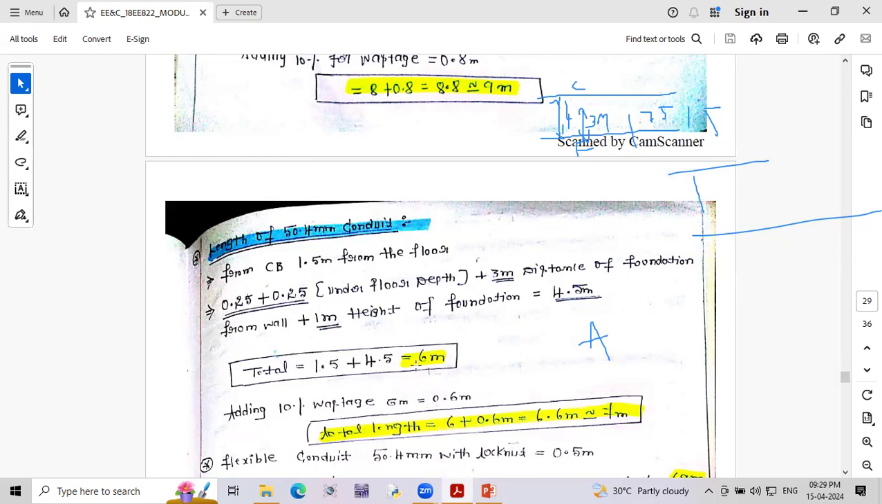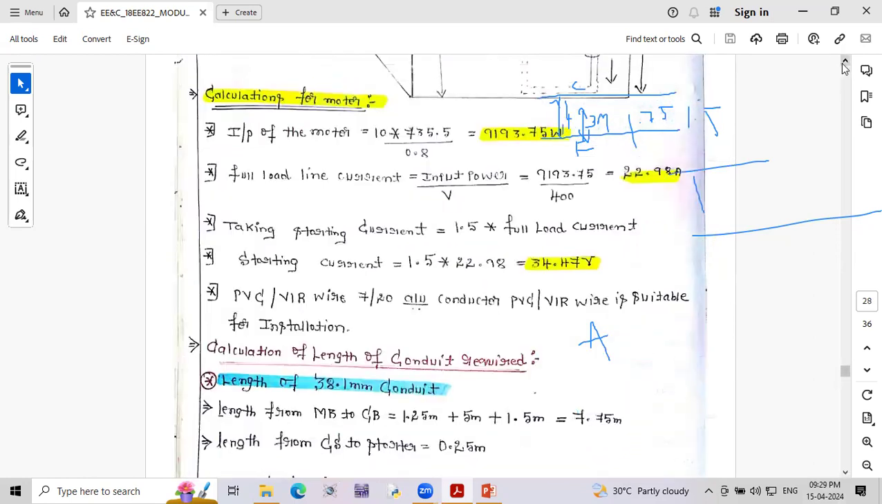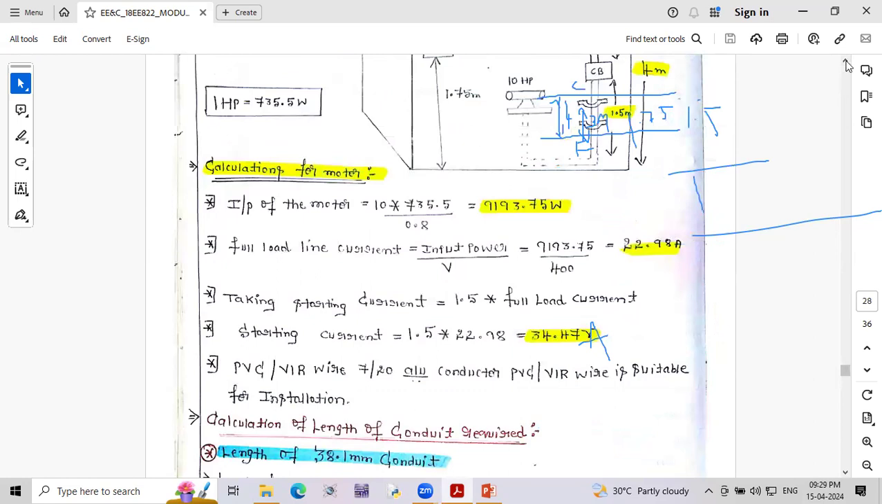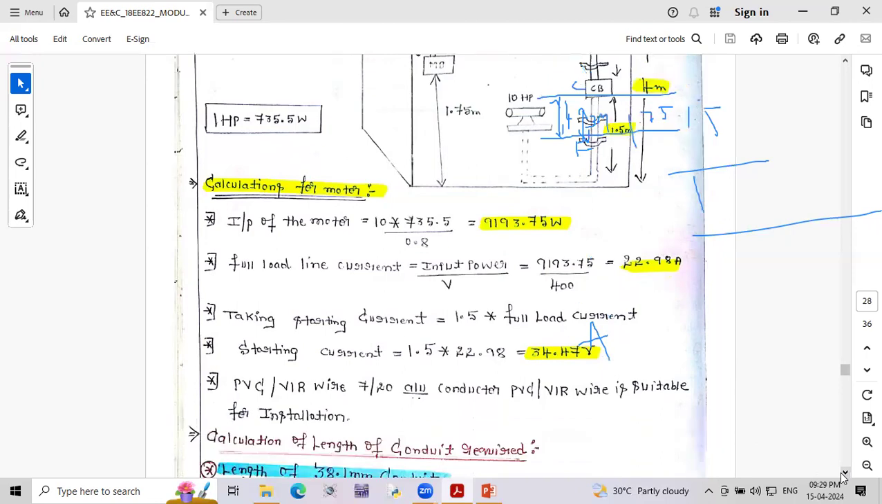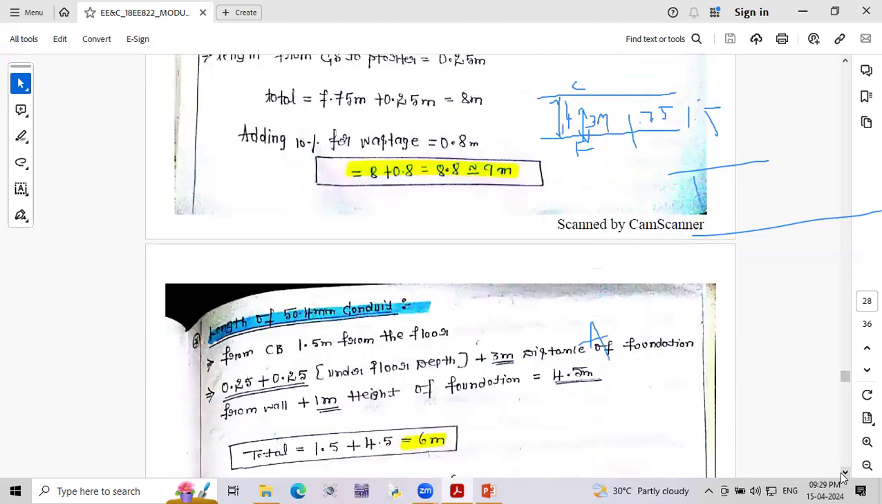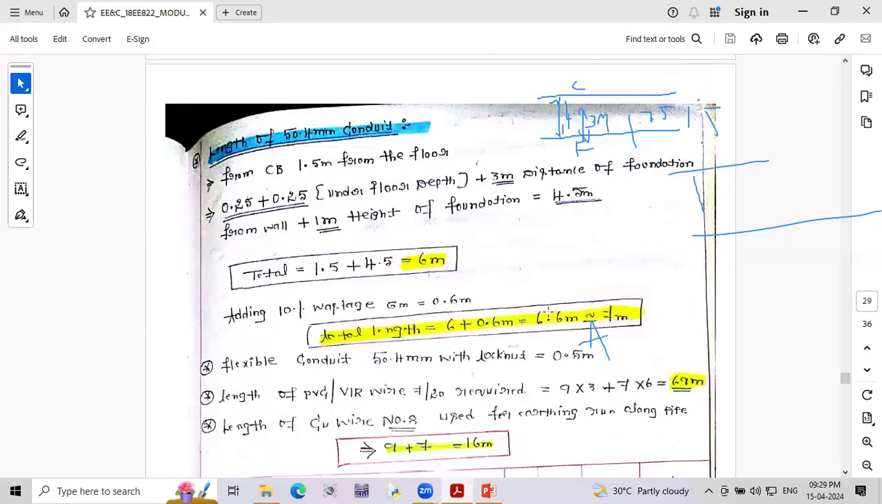1.5 plus 4.5 is equal to 6 meters. This 1.5 meter from floor level, total, how much? 1.5 plus this 4.5, total 6 meters. This 1.5 is nothing but this one, control board to ground level 1.5, and then this one is 0.5, 0.5, 3 and then this is 1, total 4.5 plus 1.5, that is nothing but 6.66 meters. Adding 10%, it becomes 7.